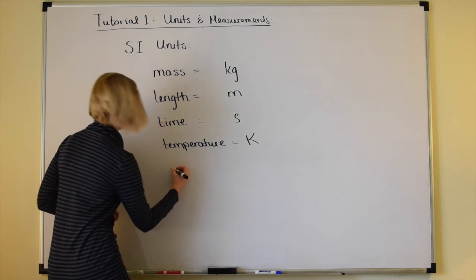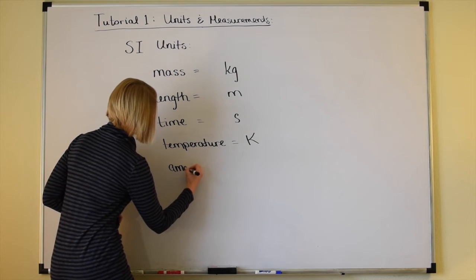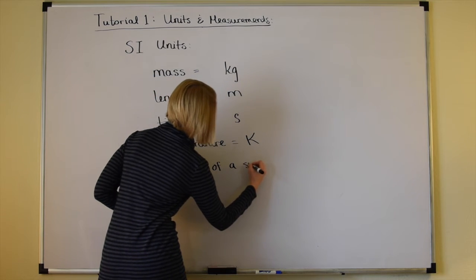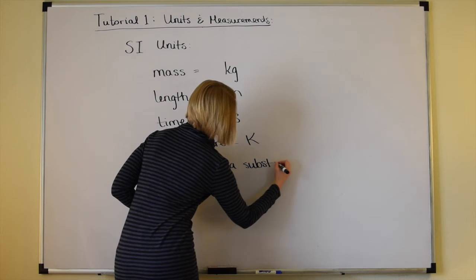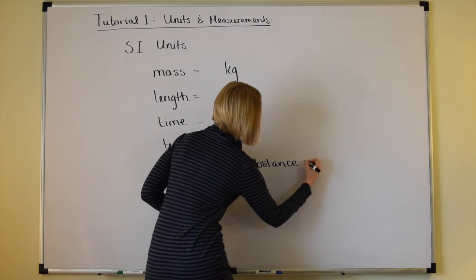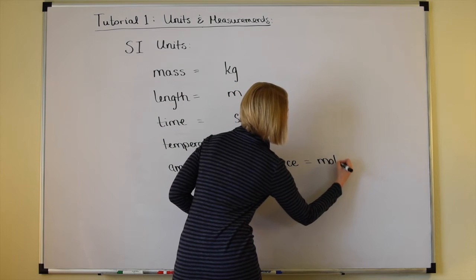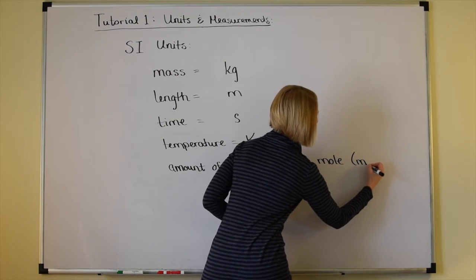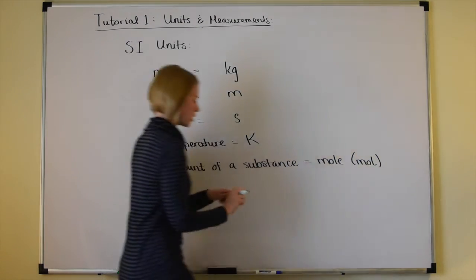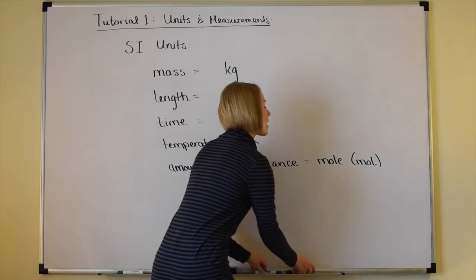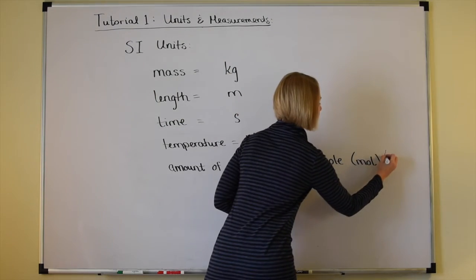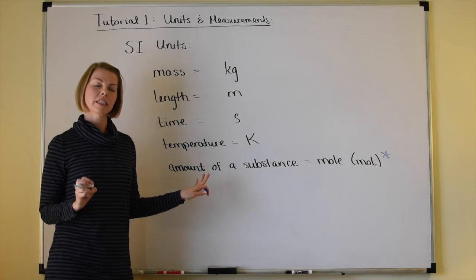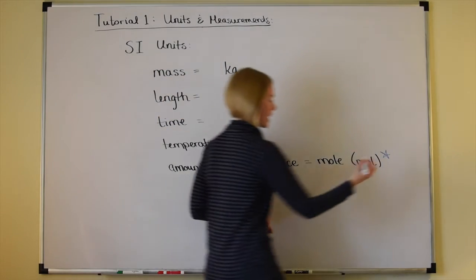And last but not least, amount, the SI unit for the amount of a substance is the mole. It's spelled M-O-L-E, but it's abbreviated just M-O-L. So I'm going to go ahead and write that there. And I'm going to put a little star here because this won't really be covered until I get to tutorial number 8.